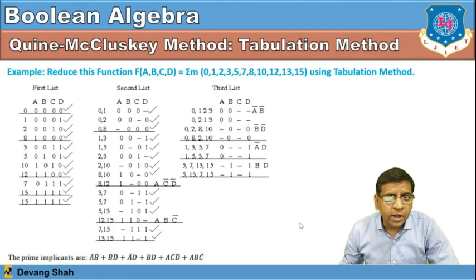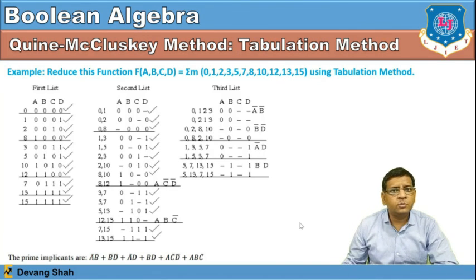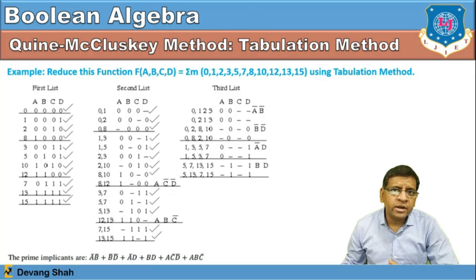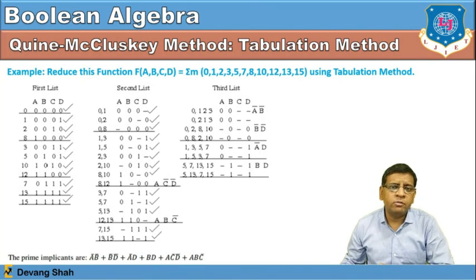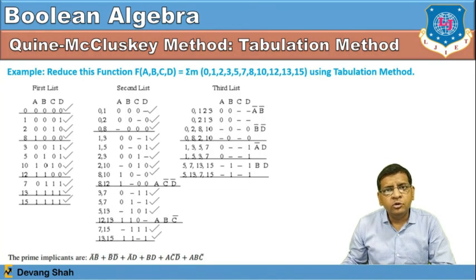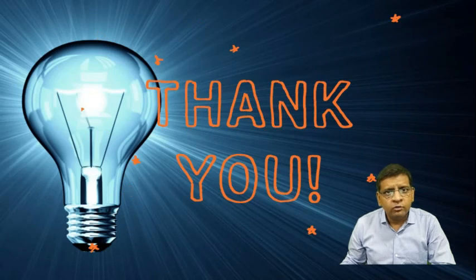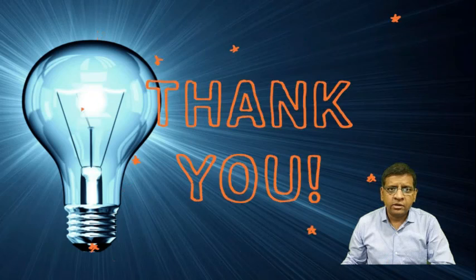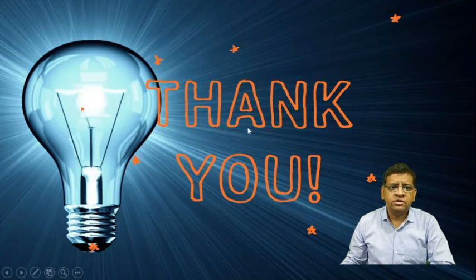Again you can go for the prime implicants table, use the cross method, and reduce these functions further, right? So this is about the tabulation method. When you have a larger number of literals and a larger number of variables, you can use this tabulation method and reduce the boolean functions. Thank you very much, dear students. So this is one of the methods to reduce the boolean functions. Thank you very much.